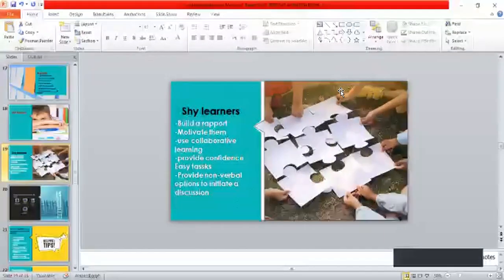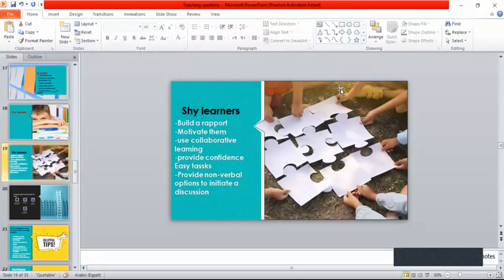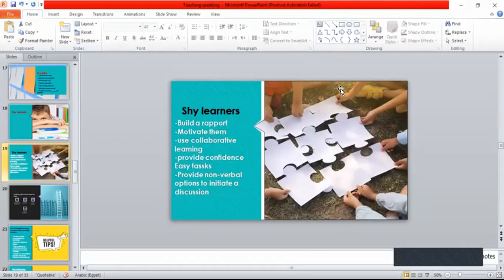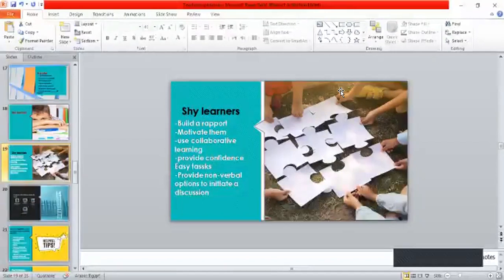Another one, provide nonverbal options to initiate a discussion. Don't begin at once by inviting shy learners to speak. Just ask them, if you like this, raise your hand or give a thumbs up. If you don't like it, thumbs down. So in the very beginning, try to give them this option. Don't use language at once. Try to interact with them in a non-verbal way. After that, invite them to speak. Okay, it looks like a warm-up.